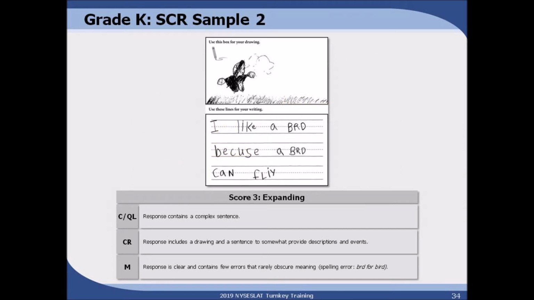Sample 2 is scored a 3, expanding. Complexity quality of language for this response is at the commanding level. The response contains a complex sentence: "I like a bird because a bird can fly." Coherence of response is at the transitioning level. The response contains a drawing and a sentence to somewhat provide descriptions. The description here is can fly. Mechanics is at the expanding level. The response is clear and contains few errors that rarely obscure meaning.